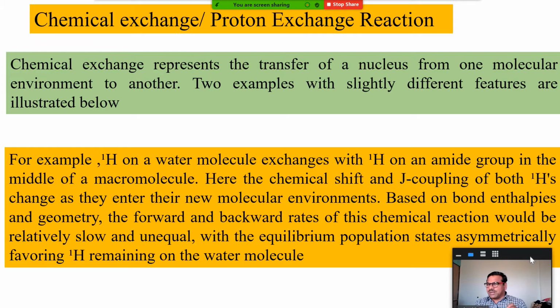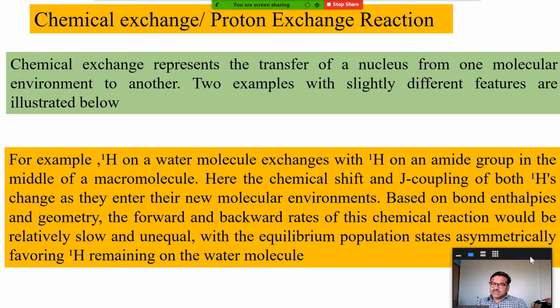But what is chemical exchange? Chemical exchange represents the transfer of a nucleus from one molecular environment to another molecular environment. Remember, the exchange or transfer of a nucleus from one molecular environment to another molecular environment. So this is the very interesting thing in chemical exchange.